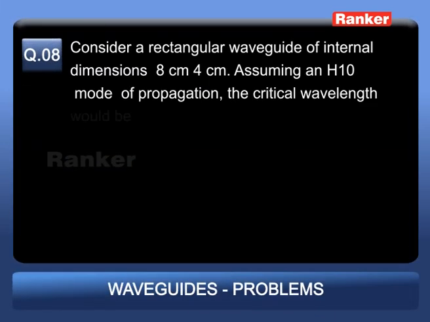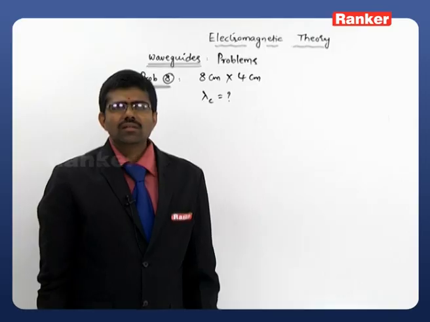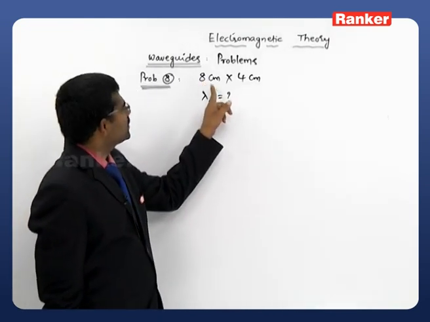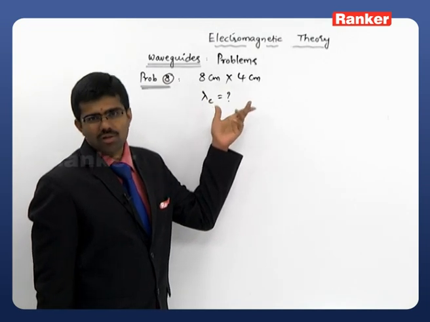Problem 8. Consider a rectangular waveguide of internal dimensions 8 cm by 4 cm, and assuming H10 mode of propagation, the critical wavelength would be: option A, 8 cm; option B, 16 cm; option C, 4 cm; and option D, 32 cm. Here is a very simple problem. What is the data given to us? A rectangular waveguide of dimensions 8 cm by 4 cm. We require the critical wavelength or the cutoff frequency, whatever it may be.